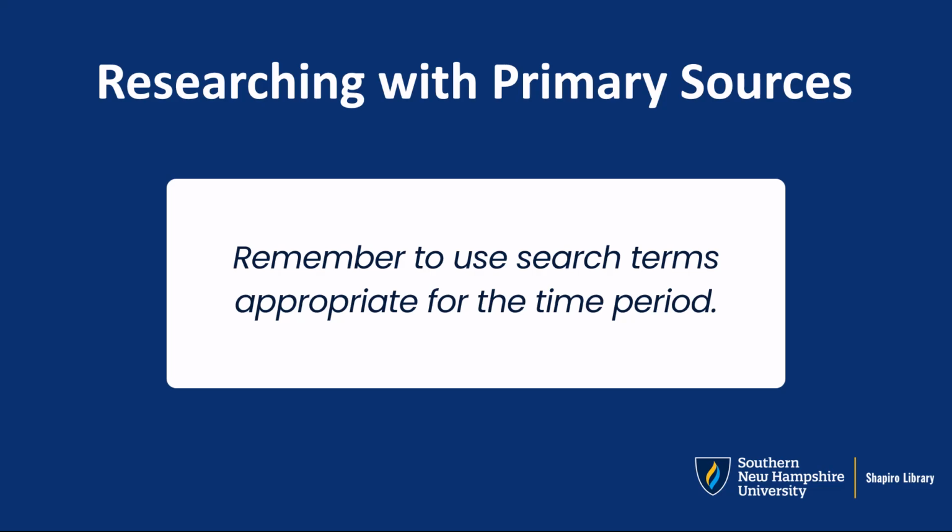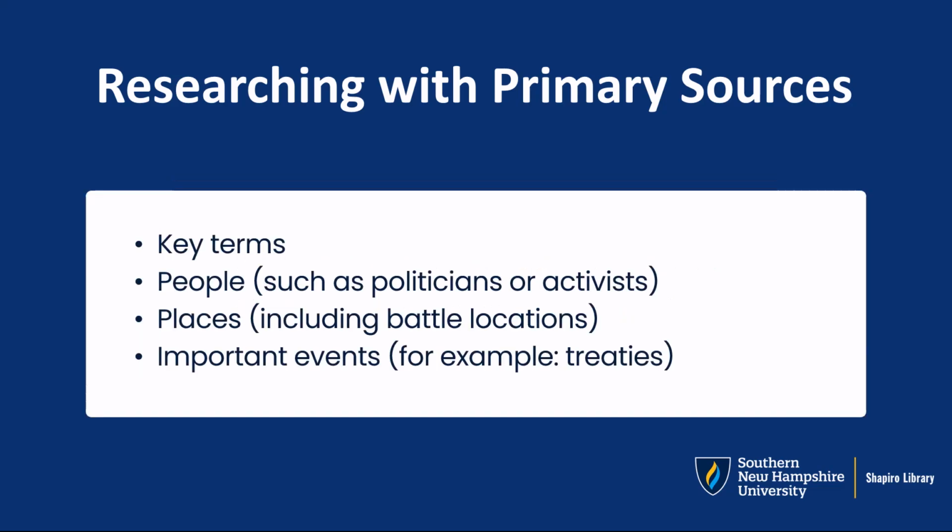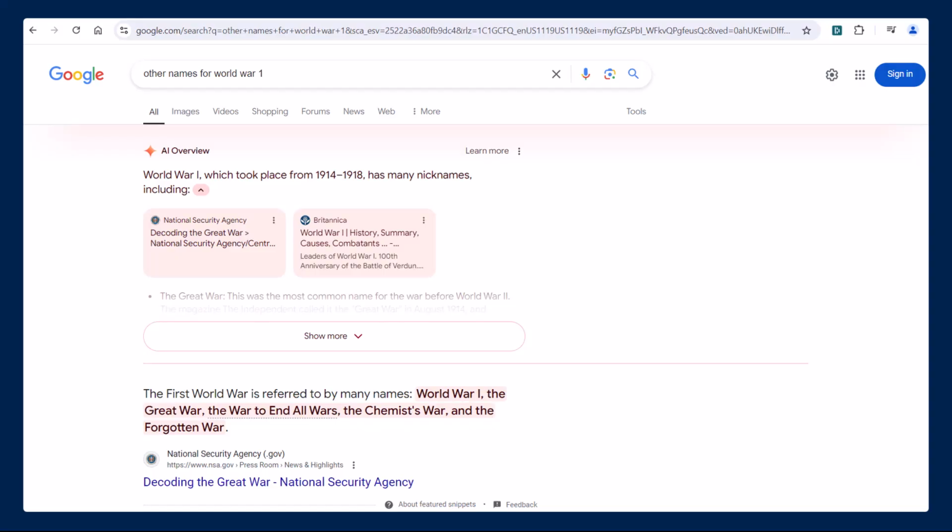To find primary source articles about historic events, it's best to do background research using an encyclopedic resource. You'll want to look for key terms, people, places, and events. These could be important battles, treaties, politicians, or activists involved in a particular event. A quick Google search for World War I synonyms brings up a number of possible search terms, as well as a relevant date range from reliable sources like the Encyclopedia Britannica and the National Security Agency.